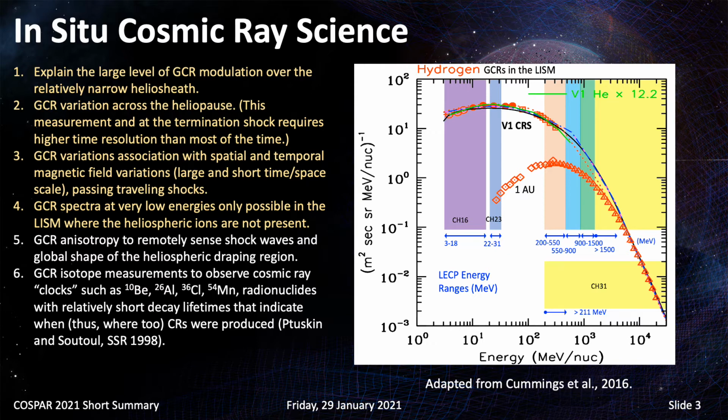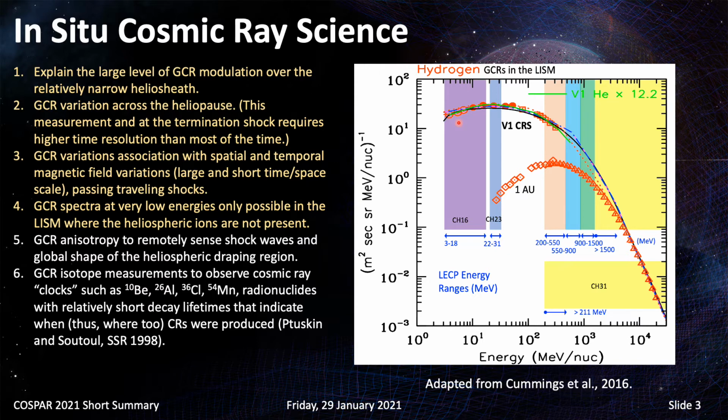So out in the local interstellar medium, the heliospheric particles go away, and this makes it possible for us to measure galactic cosmic rays down to much lower energies than before. We can see here in the Voyager data, adapted from Cummings et al. 2016, galactic cosmic rays are measured down to a couple MeV per nucleon, which is already way below what was done before.